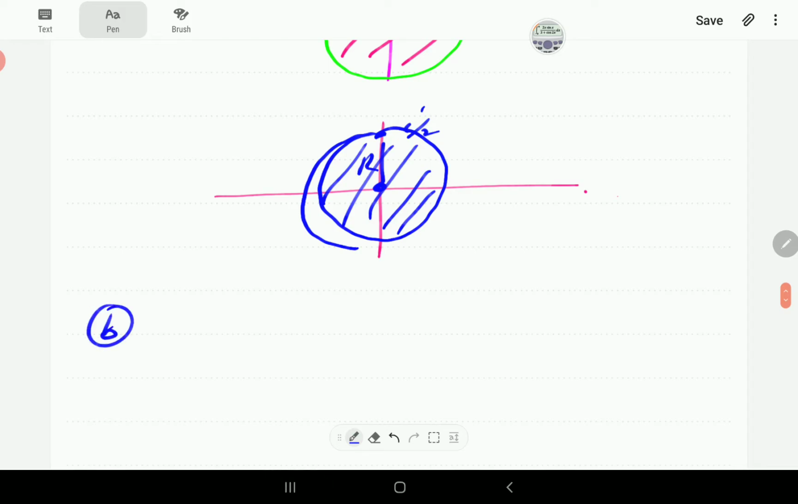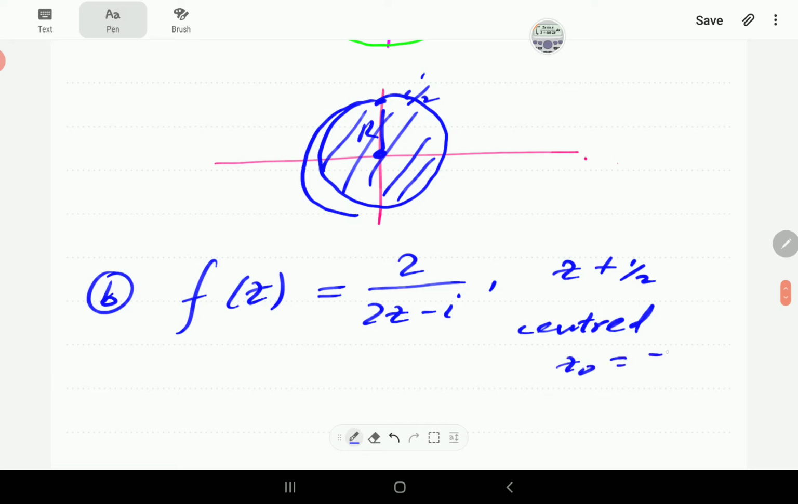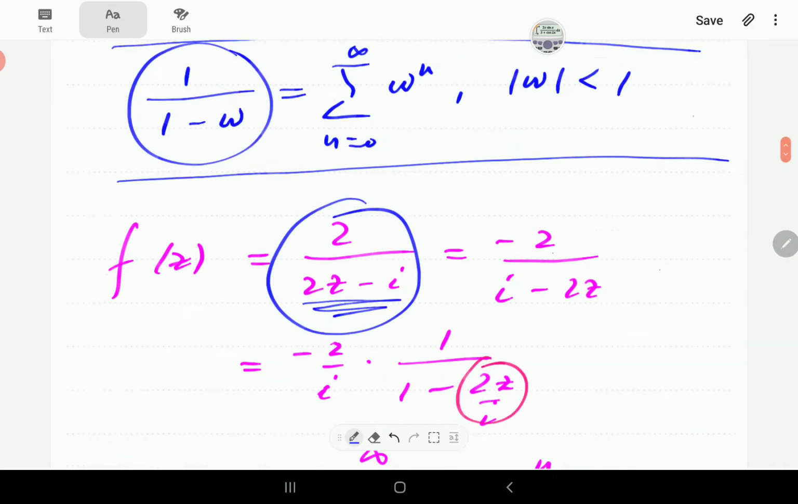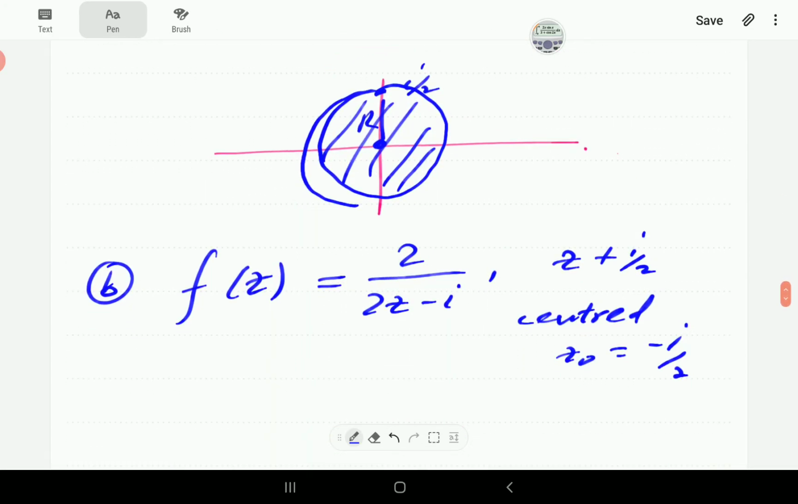All right, then in part B, we want the Taylor series of the same function, but this time we want it in powers of z plus i/2. We've already mentioned that this is the same as saying the series is going to be centered at negative i/2. Okay, so how does this work?